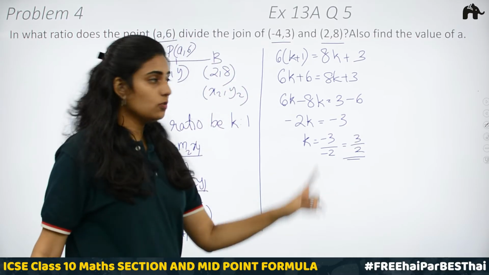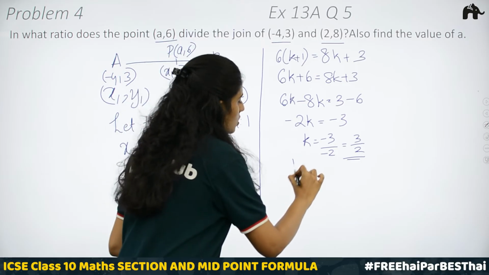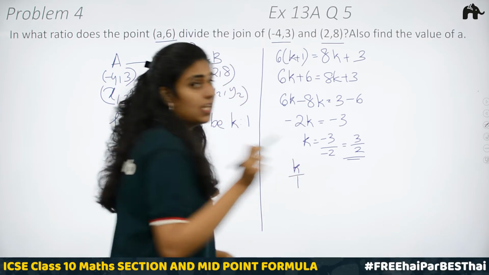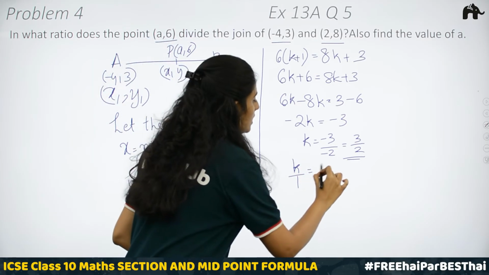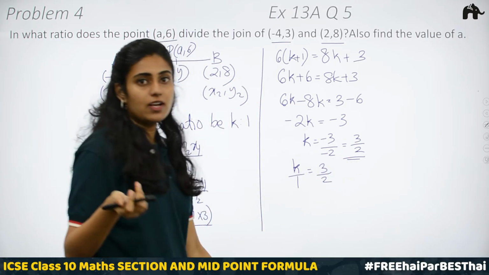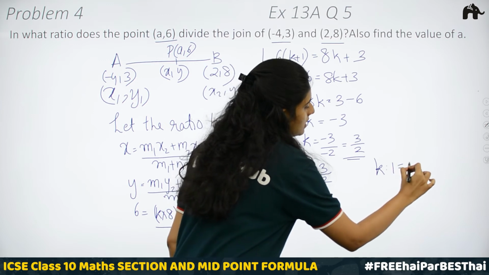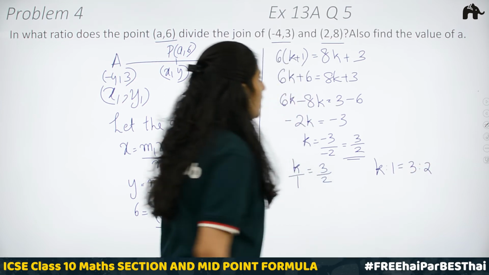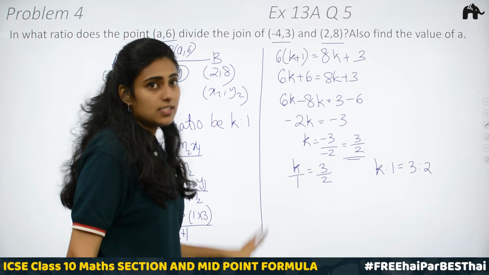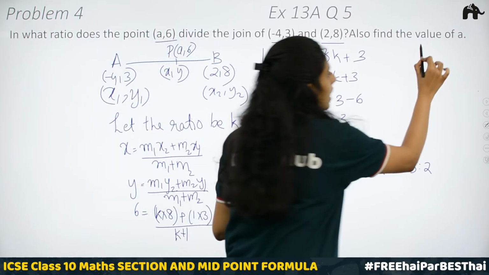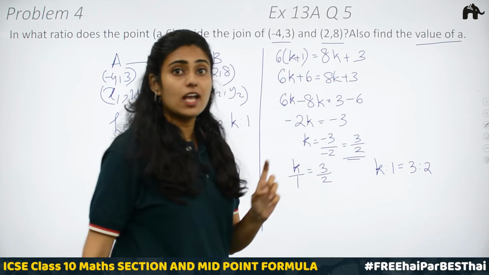We got the value of k. Then what is the ratio? k by 1, or k is to 1, is equal to 3 by 2 divided by 1, which is 3 by 2, which means our required ratio k is to 1 is equal to 3 is to 2. Here we are asked to find not just the ratio but also the value of a. We need to find the value of a.